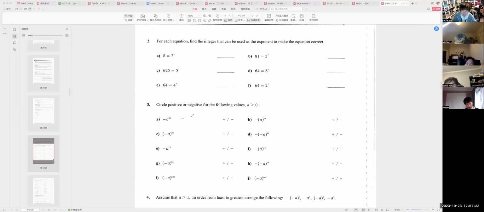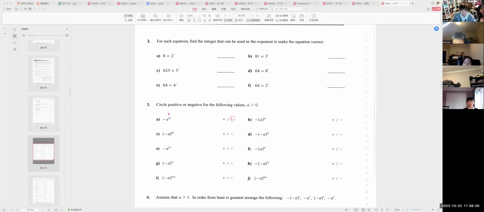This says negative A power 30. That means negative of A to the power 30. So remember your math, right? Bracket is first, then the exponent. So you need to see the power first. A to the power 30 is a whole number, which is positive. So negative times positive equals negative.